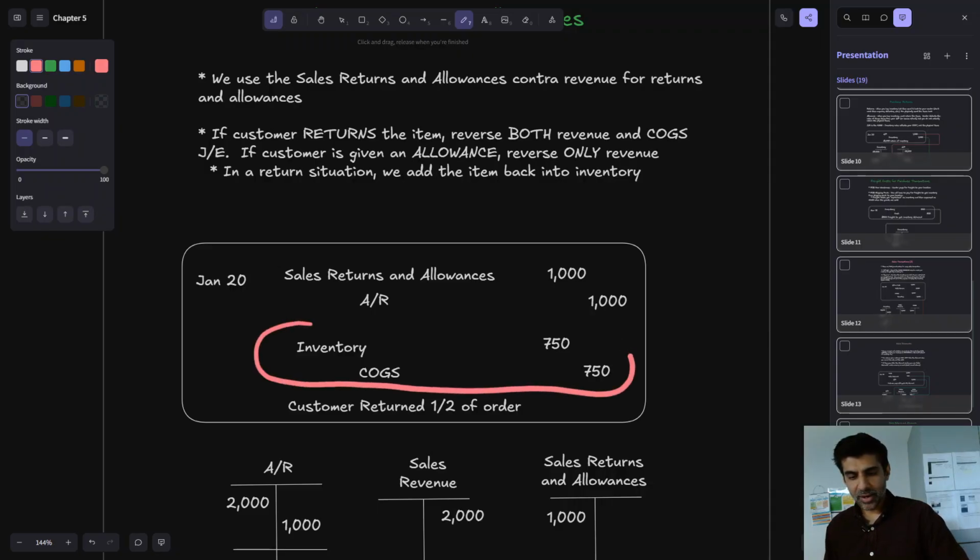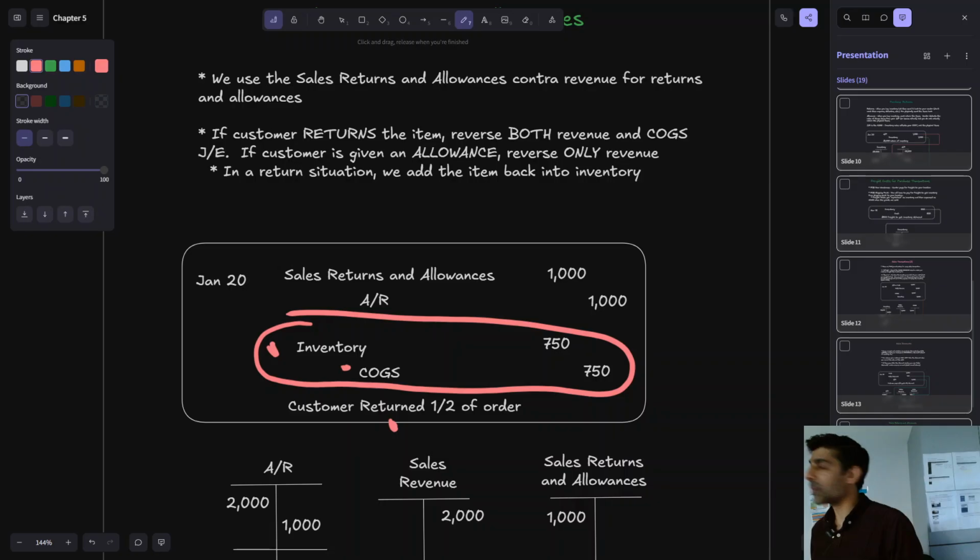Okay, so you can see here when we have a return, so this is a return, we're getting that inventory item back in inventory. You can see this asset is going up. We don't have a contra expense account for cost of goods sold. We just directly credit this, right? Because again, cost of goods sold is an expense account. Its normal balance is debit. But in this case, when we have a return, we're going to debit inventory to account for that item coming back. And we're going to credit cost of goods sold because we no longer have that expense, right? We're undoing part of the sale.